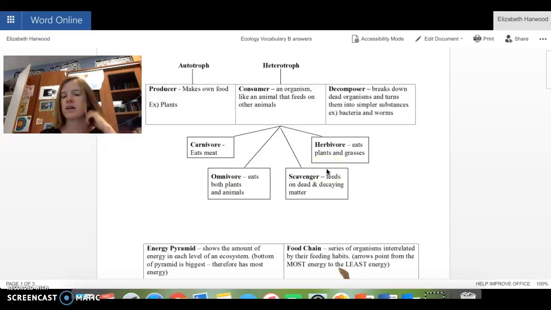Scavenger, you got to think like a scavenger hunt, like a vulture goes and scavenges for its food, and it feeds on dead and decaying matter. They do this because they have special bacteria in their gut that is able to break down this dead and decaying matter.